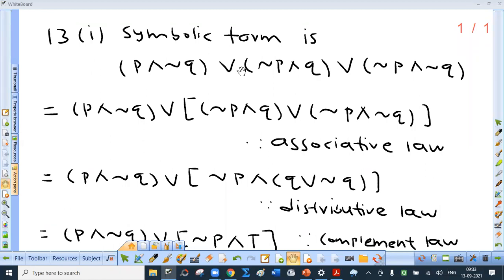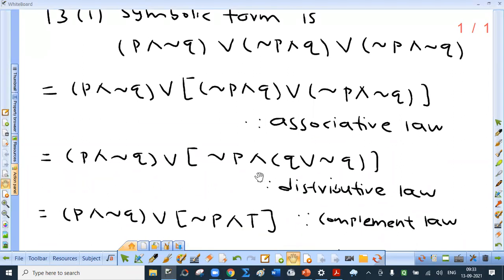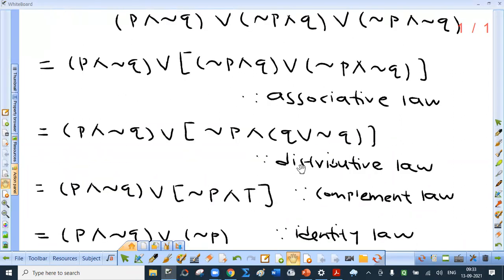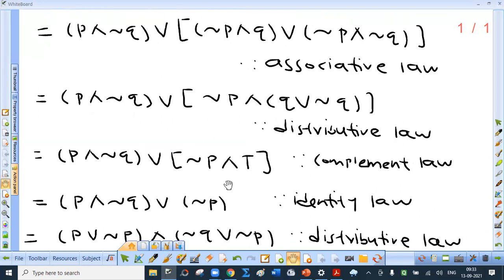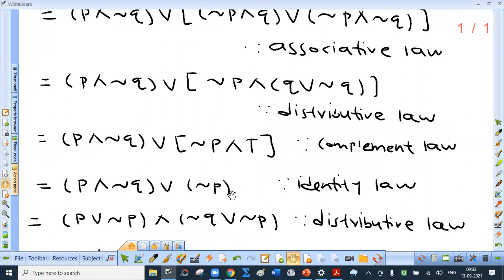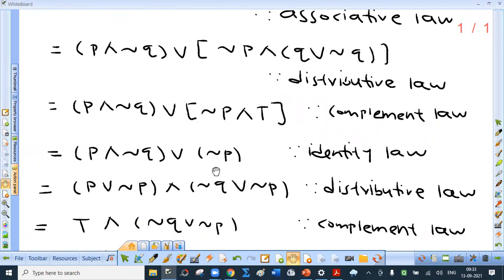And then you have to say the symbolic form is, what is it? (P and not Q) or (not P and Q) or (not P and not Q). Now associative law, consider these two. Then use the distributive law to get what? Not P and (Q or not Q). What is Q or not Q? True, complement law. What is not P and true? Not P, identity law.